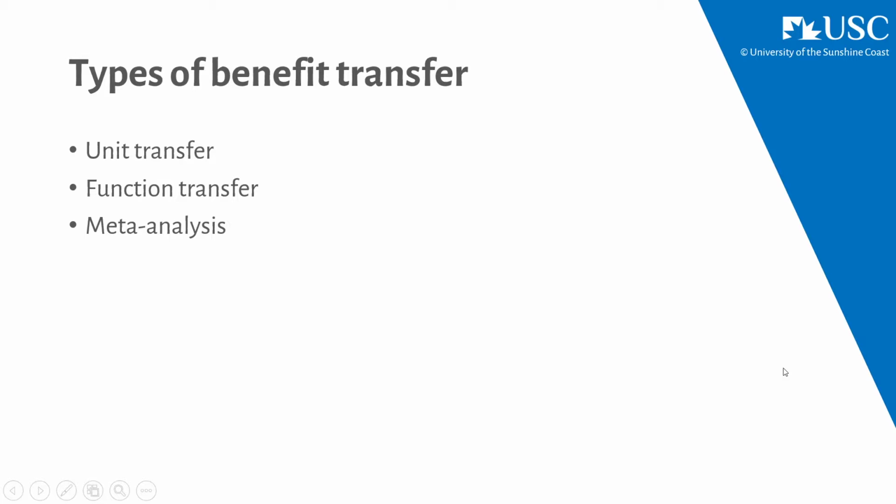So let's briefly talk about the different types of benefit transfer, so you have an overview understanding about how this can be done. This is especially important when you're searching for journal articles, to have a basic understanding of some of the terminology that you'll come across. And really what I want to highlight here is three different types: a unit transfer, a function transfer, and a meta-analysis. So let's go through those.